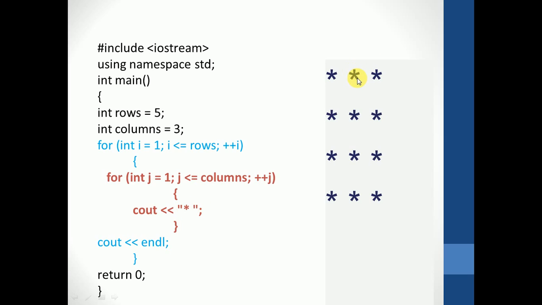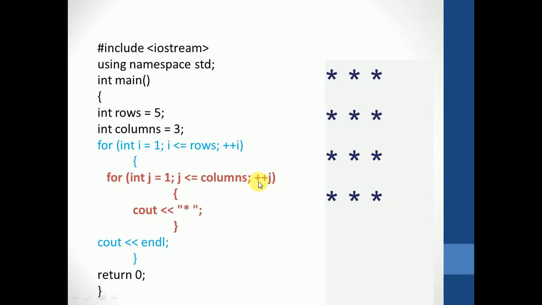You can see another star to be printed. And then it sees the closing bracket. Again it increments. Now your j becomes 3. Now 3 is less than or equal to 3. Yes, the condition is true. So again it comes and prints this star. Again it sees the closing bracket.